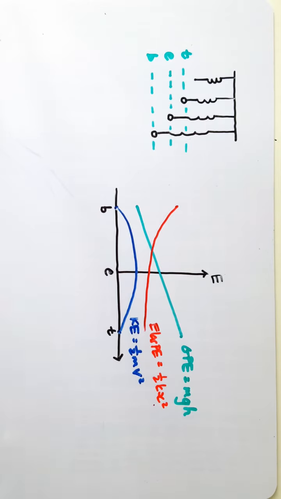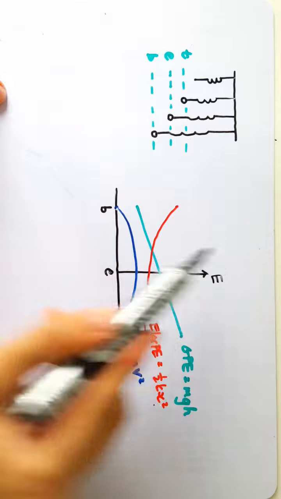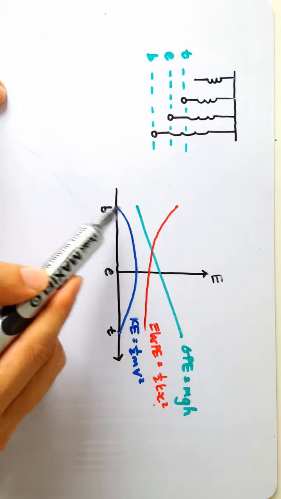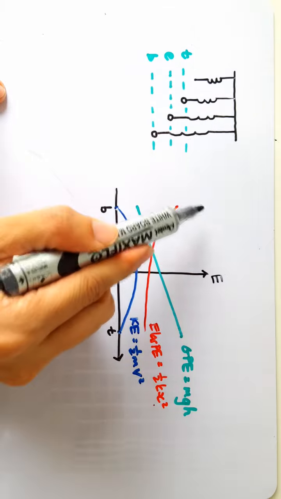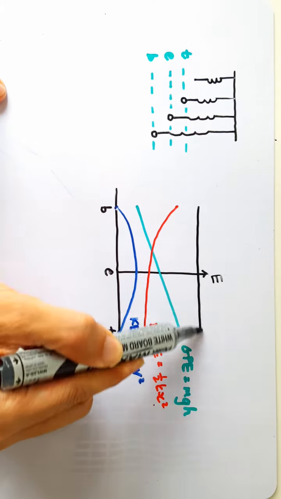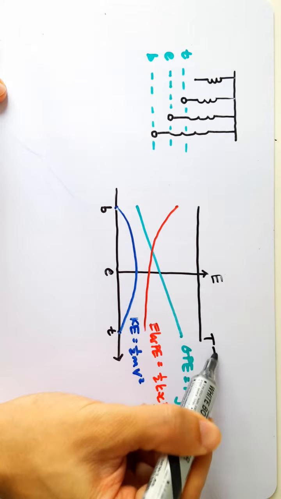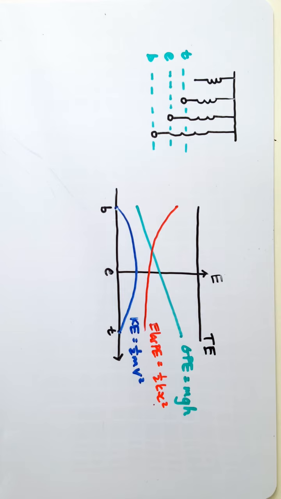Alright? And the last one, the obvious one, is if you add up these three forms of energy at every position, they should add up to be a constant. So total energy is going to be a horizontal line. Okay?